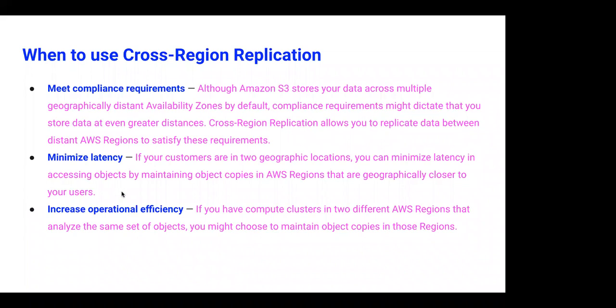Okay, so I'll just read it again. If your customers are in two geographic locations, you can minimize latency in accessing objects by maintaining object copies in AWS regions that are geographically closer to your users. Okay, and third is increased operational efficiency, which is if you have compute clusters in two different AWS regions that analyze the same set of objects, you might choose to maintain object copies in those regions.